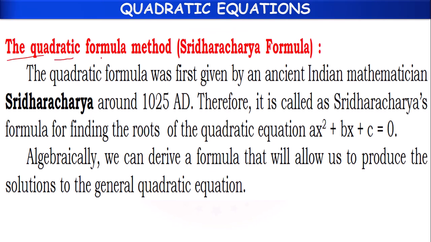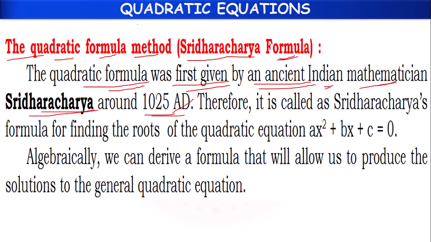So the quadratic formula method is also known as Sridharacharya formula, because the quadratic formula was first given by an ancient Indian mathematician, Sridharacharya, around 1025 AD. That's why it is called Sridharacharya's formula for finding the roots of a quadratic equation in the form ax square plus bx plus c equals to 0.